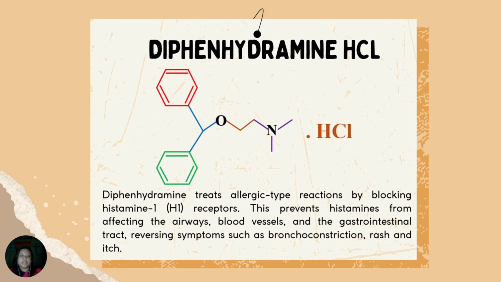Diphenhydramine treats allergic type reactions by blocking histamine 1 or the H1 receptors. So this prevents histamines from affecting the airways, blood vessels, and the gastrointestinal tract, reversing symptoms such as bronchoconstriction, rash, and itch. So when histamine binds to the receptor on cells, it stimulates changes within the cells that lead to what I've said before, the allergic reactions.